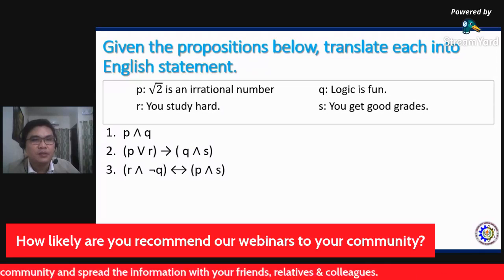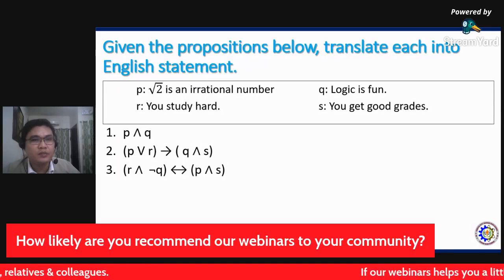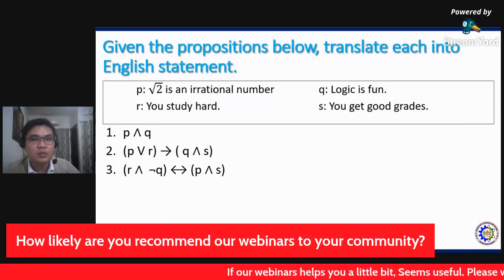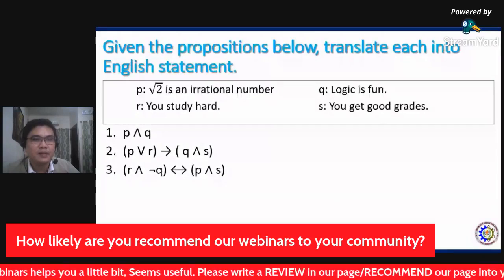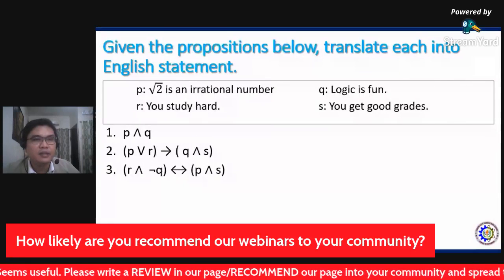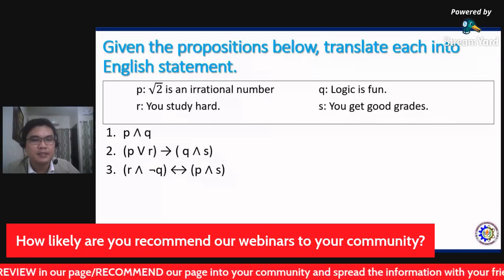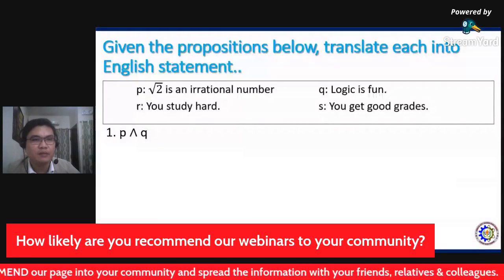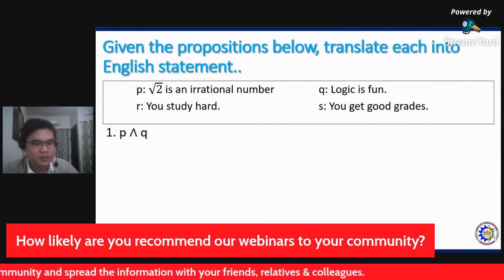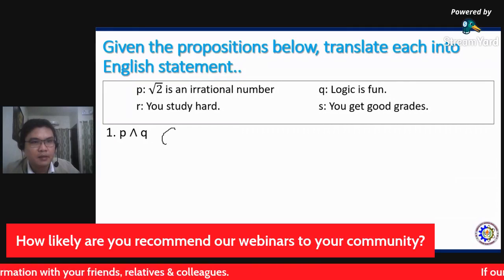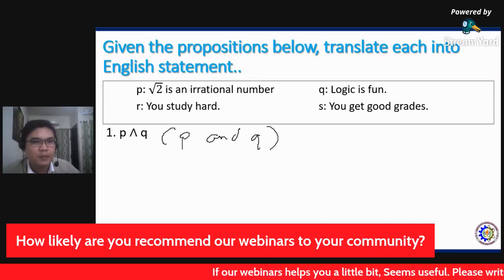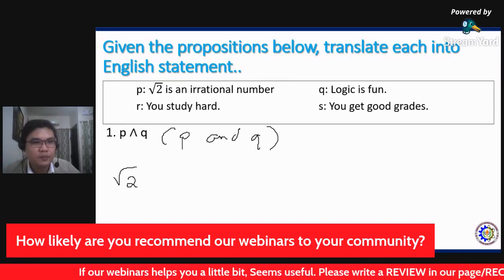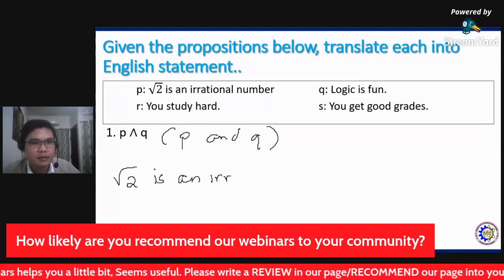This time the given propositions P, Q, R, S are different. Proposition P is square root of 2 is an irrational number. Proposition Q is logic is fun. R is you study hard. And S is you get good grades. So we will be translating these three into English statements. Let's start. The first one is we have P and Q. This is read as P and Q. P is denoted by square root of 2 is an irrational number.